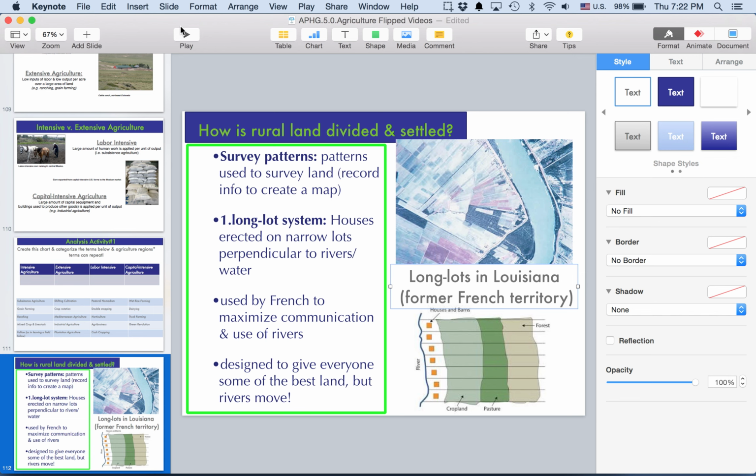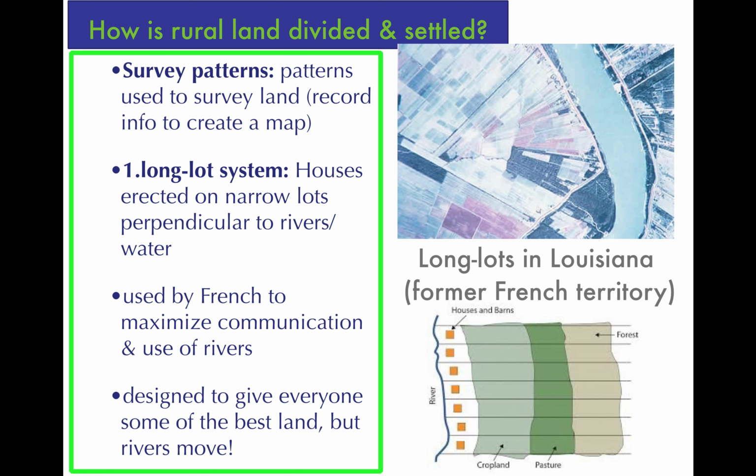The idea here is that this was designed to give everybody some of the best land, like I just said. But the problem is that rivers move. And when rivers move, this long lot system is going to be thrown off, and what is now prime territory may no longer even exist as prime territory.